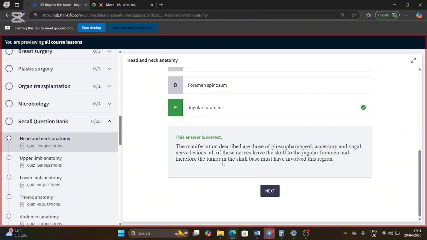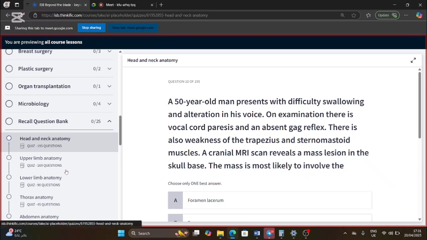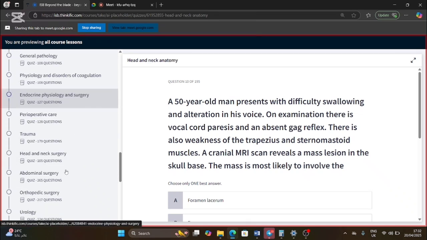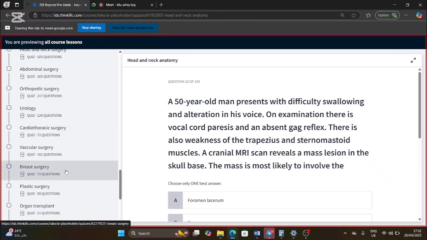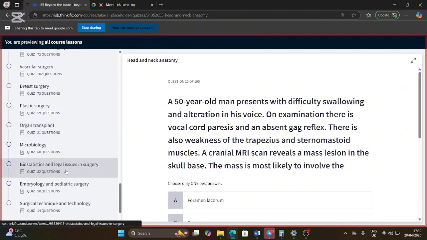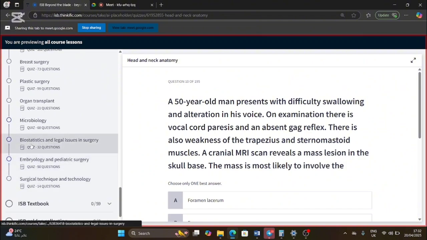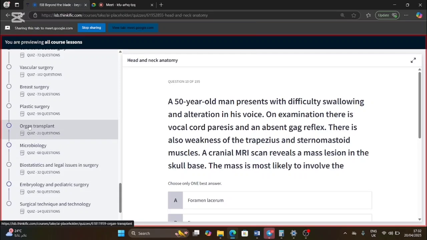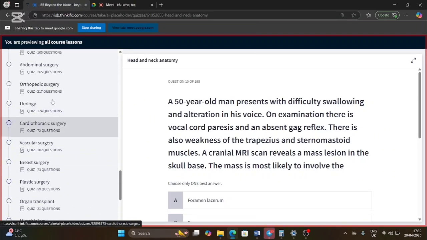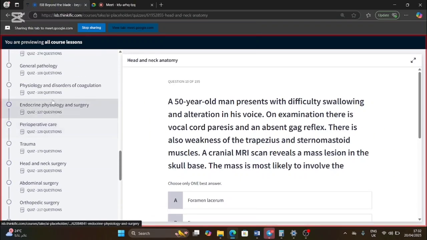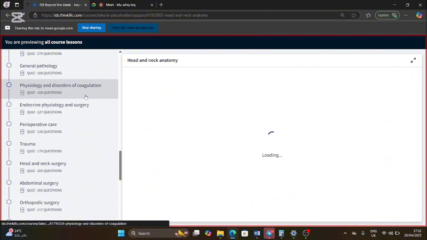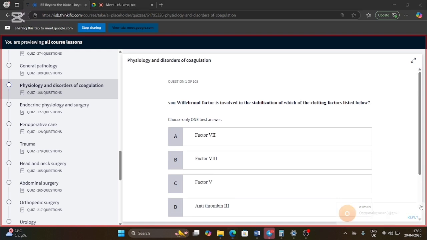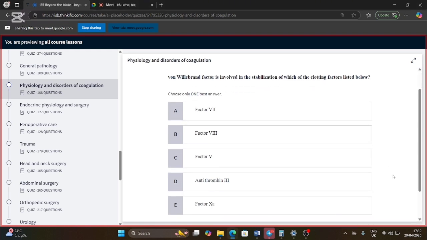Okay. How many questions? 10 questions. Okay. Now we will move to something important, which is a little bit difficult. I just want to look at it. It is surgical technique, technology, biostatistics, micro. Okay, where is it? In the physiology and disorders of coagulation, right? Okay. Yeah, go ahead, doctor. Okay, I continue.